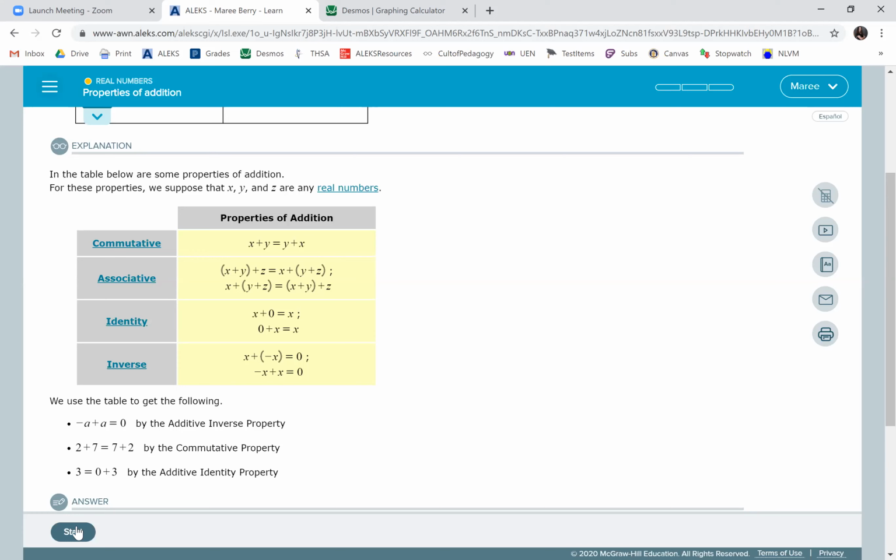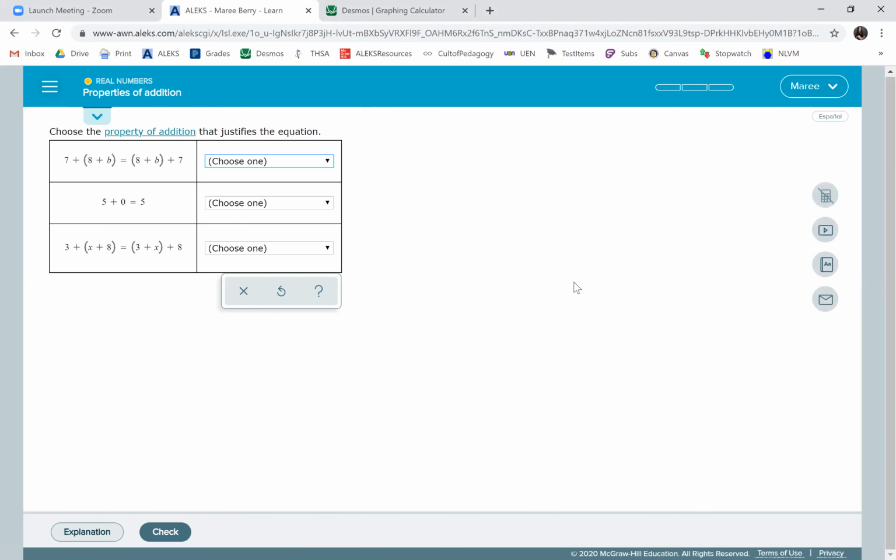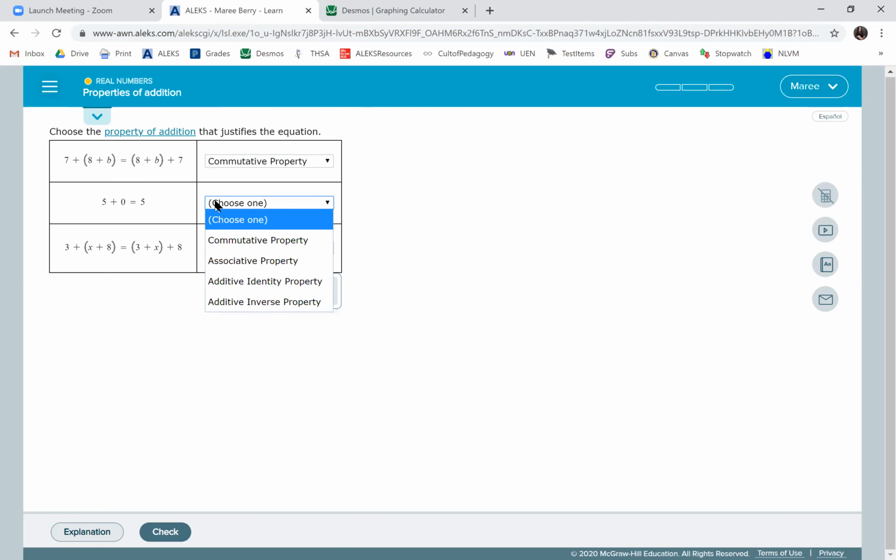So let's do a few examples here. So I'm looking here and I see there's 3 numbers. So first I want to see if it's associative, and I check the order. 7, 8B, this is 8B, 7. The order has changed, which means that's commutative. So anytime the order changes, you want to choose commutative. Here we're adding 0, we're keeping our identity. So that is the additive identity. Now I'm going to check the order again, 3x8, 3x8, and the parentheses have changed. So that one is associative.